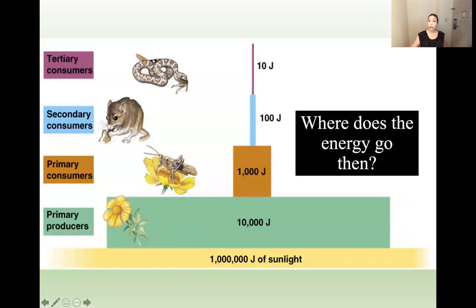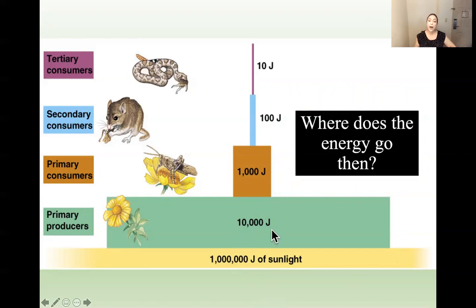So now let's take a look at what that is. Where does the energy go? So again, the J stands for joules. It's just another way to measure energy. You don't need to know those abbreviations. But what I do want you to see here is we have 1,000,000 joules of sunlight. 10% is available to, oh, that's sunlight, I'm sorry.